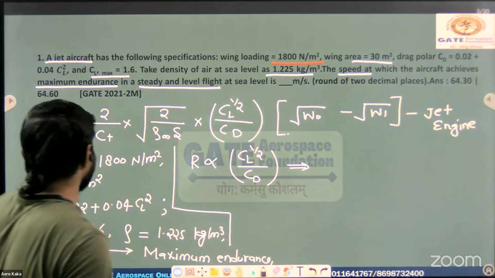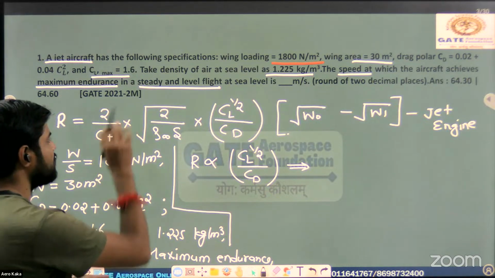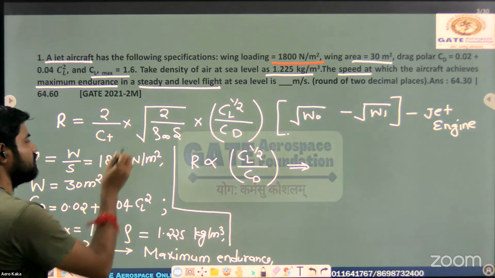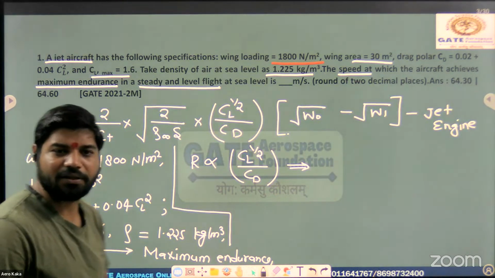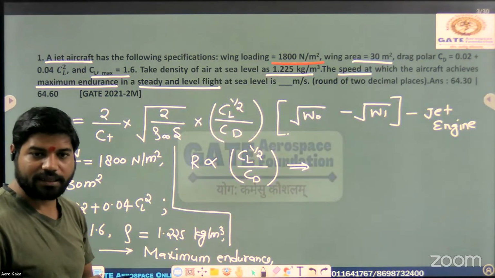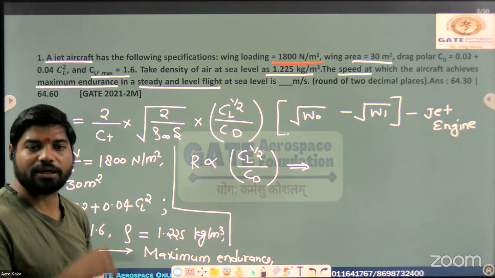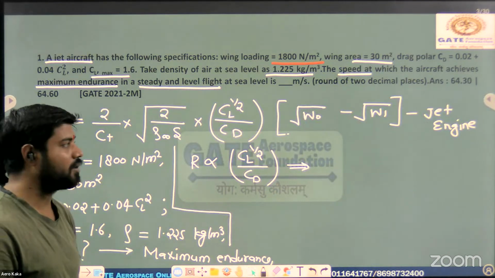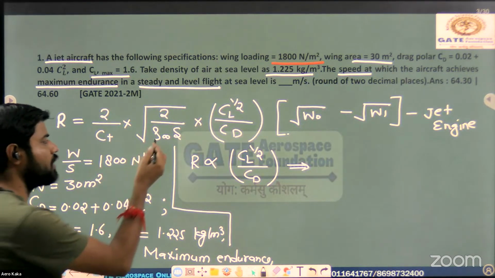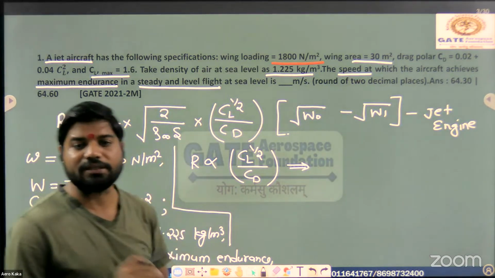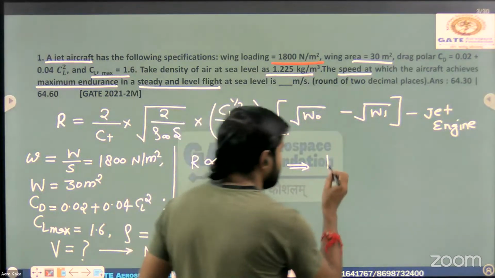If you want to maximize the range of this jet engine aircraft, you must have a lower amount of this CT here. What is this CT? Thrust specific fuel consumption. What is rho infinity here? This is nothing but density. Capital S here is nothing but the wing planform area, right? So what you can understand, if you are flying this aircraft at mean sea level.